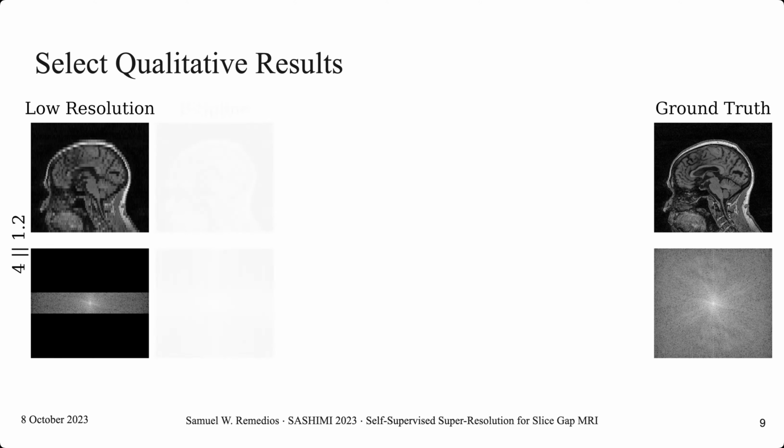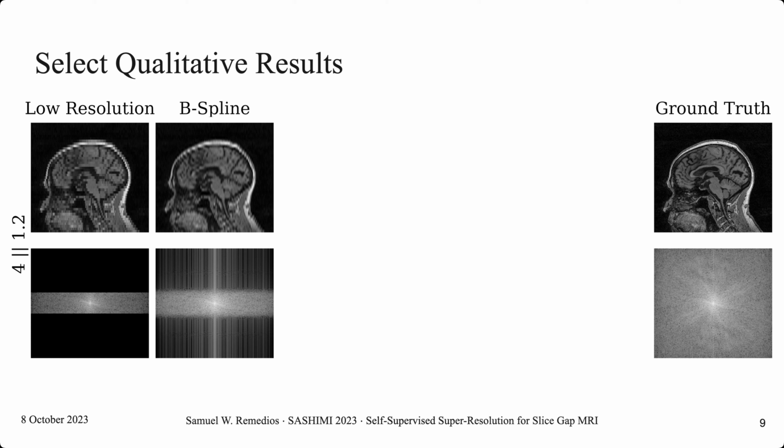First, let's take a look at a baseline result, cubic B-spline. We can see that the aliasing is still present in the image domain, and we haven't recovered any of the high-frequency information in the Fourier domain.